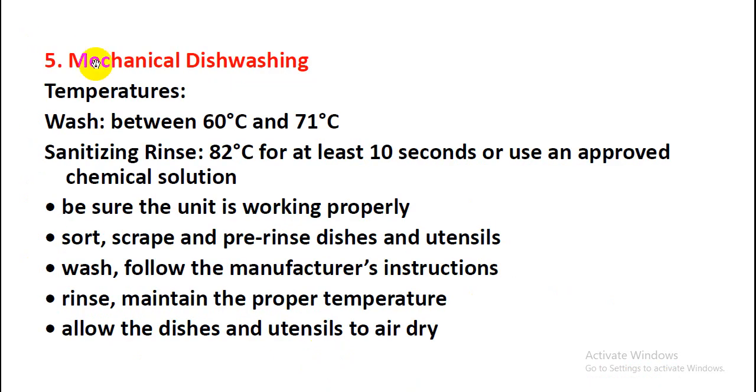If I use the mechanical dishwashing, the automatic dishwasher, I have to ensure that the temperature ranges from 60 to 71. During the sanitizing process, I have to reach a temperature of 82 at least for 10 seconds to ensure killing all the pathogenic bacteria and to minimize hepatitis, corona nowadays, etc. And also to be sure that each unit is working in the proper way. And I also have to scrub and pre-rinse before putting items in the mechanical dishwasher.